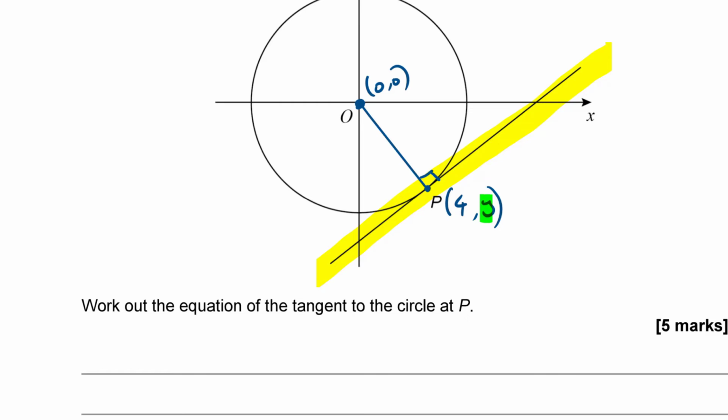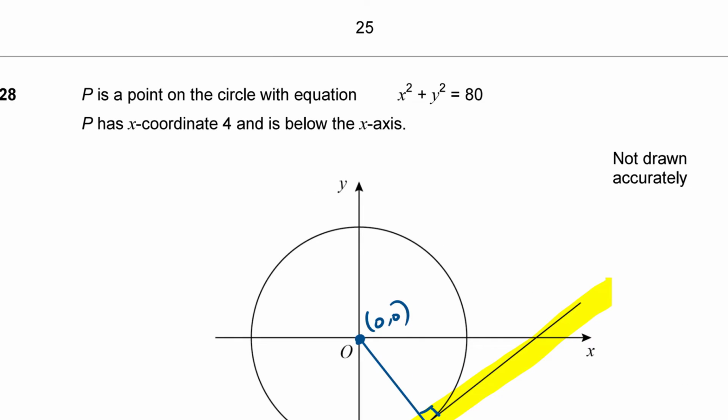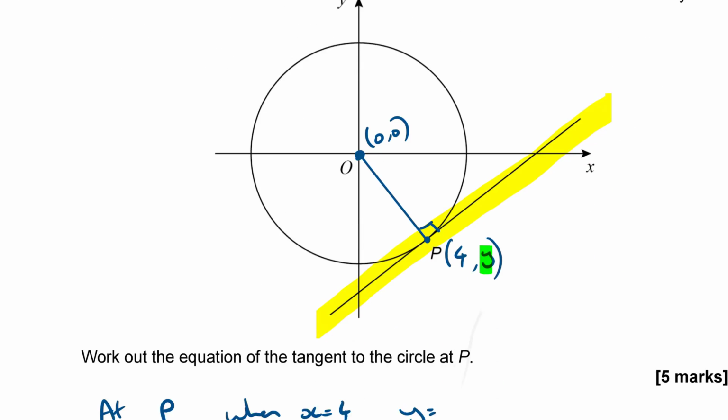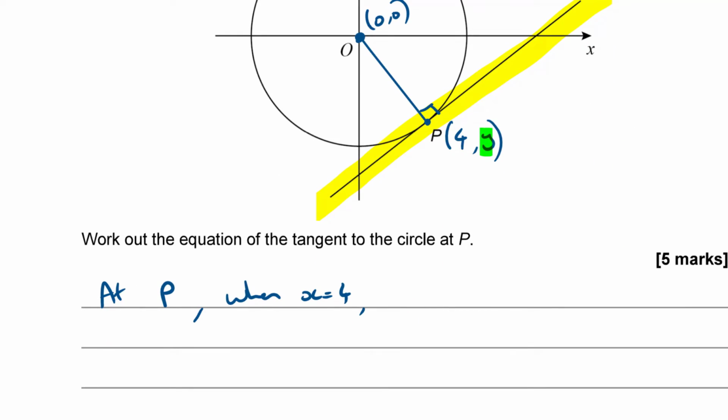So at P, when x equals 4, then y is going to be, well, the equation of the circle is x squared plus y squared is equal to 80, isn't it? So we're going to get 4 squared plus y squared equals 80. So 4 squared is 16. So then y squared is going to be 80 minus 16. It's going to be 64, giving you values of y as plus or minus 8.